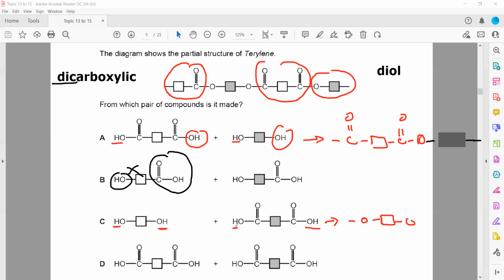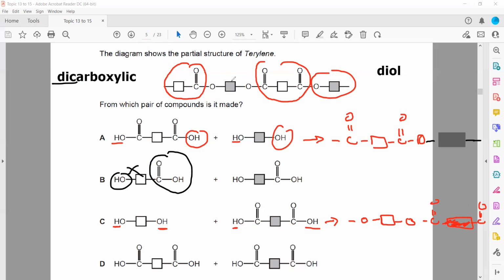Then this OH and H is being removed, so this O will be there, and then C double bonded with O, and then there will be a shaded box, and then C double bonded with O. So if the polymer is formed by combination of these two molecules, then the shaded box should have C double bonded with O. But as you can see, in the structure of the polymer, the shaded box is not attached with C double bonded with O. It is attached with oxygen.